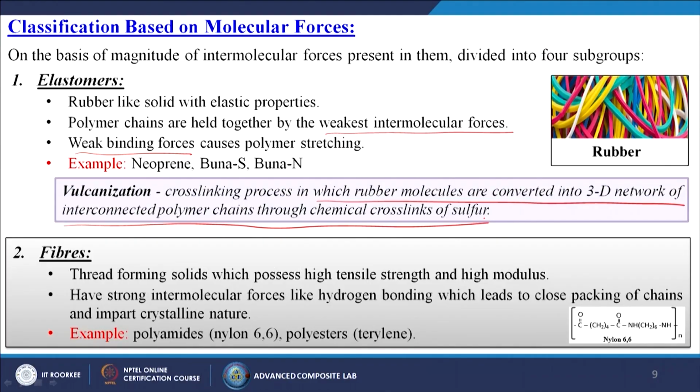Then next is the fibers, thread forming solids which possess high tensile strength and high modulus, have strong intermolecular forces like hydrogen bonding, which leads to close packing of the chains and crystalline in nature. What are the examples? Like polyamides, nylon 6,6, polyesters or maybe known as the terylene.